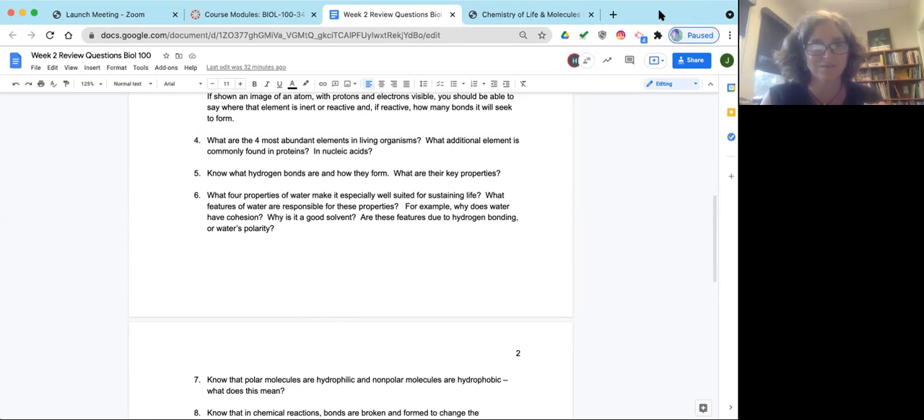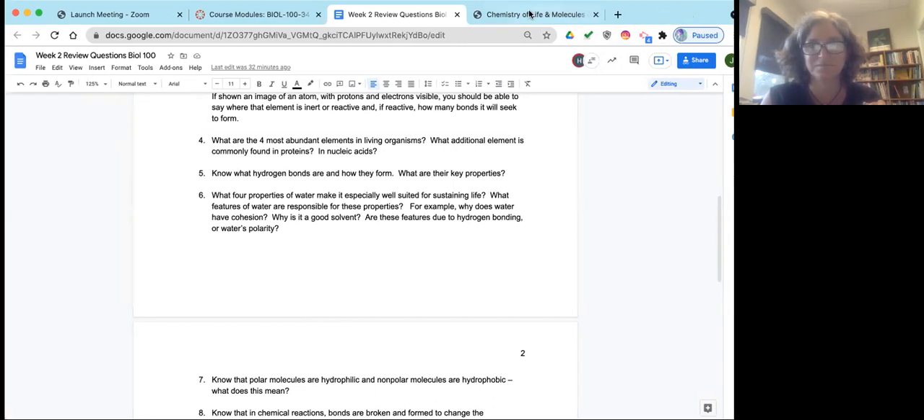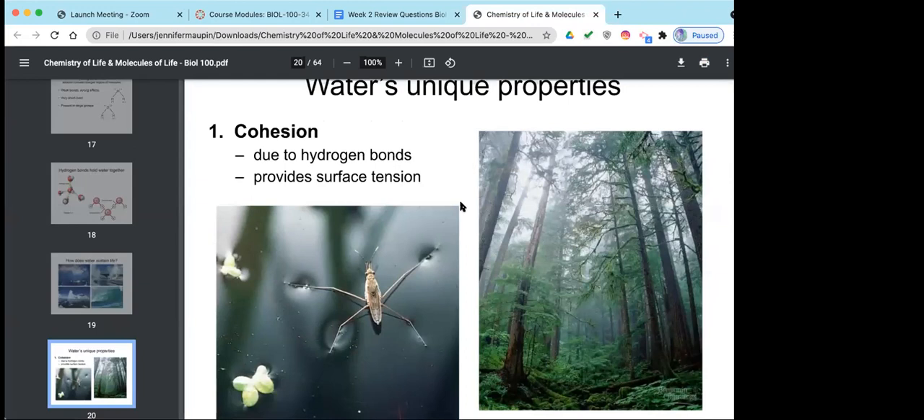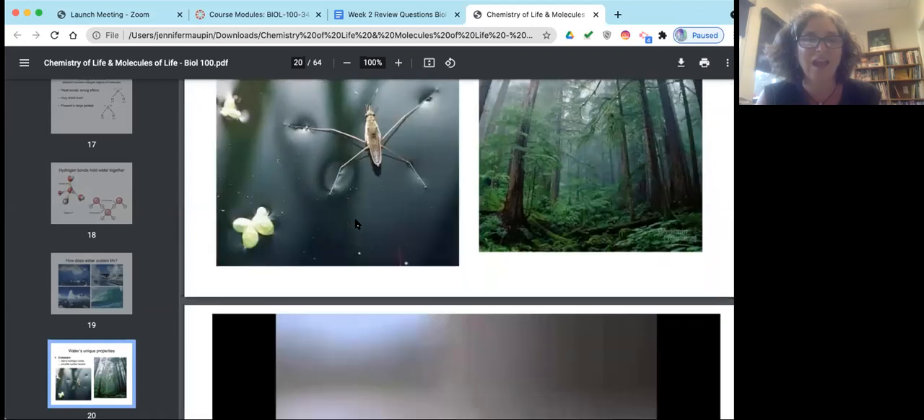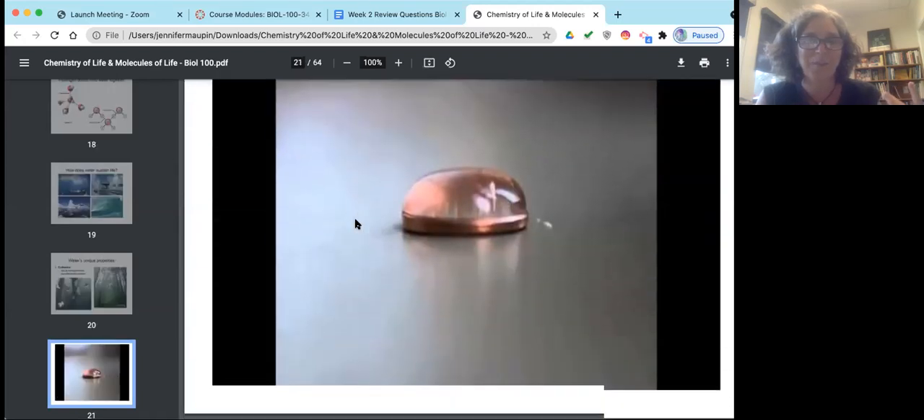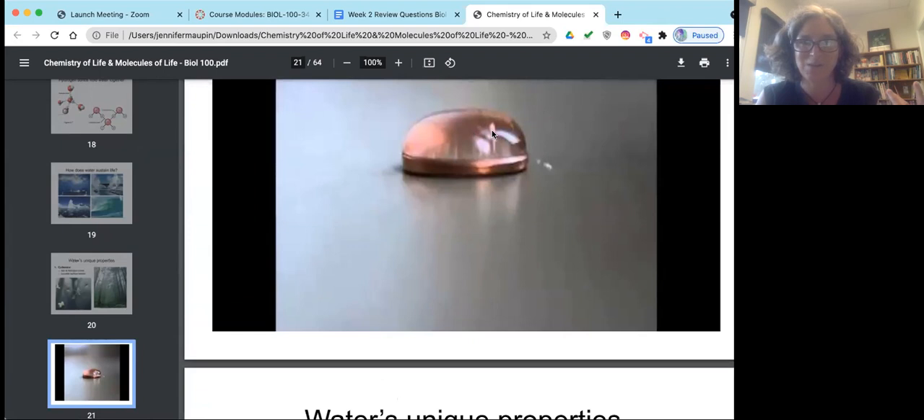The first one is what? Cohesion. Surface tension. Cohesion, you would say, is due to hydrogen bonds. And what that mainly means is, what is holding the water molecules together? Why are they sticking together? It's because of those hydrogen bonds, because of that attraction to each other. So for that one, you would say hydrogen bonds. And you've got your little penny there, the hydrogen bonds holding the water together.